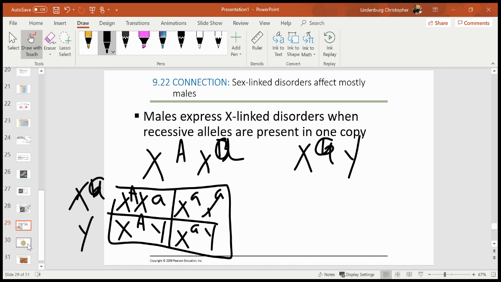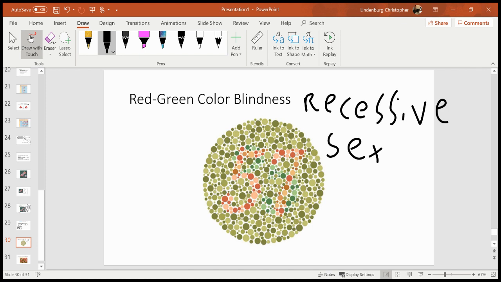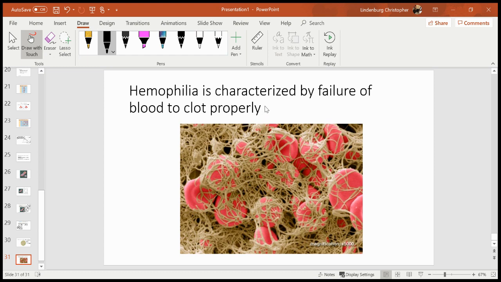So IB wants you to memorize two conditions that are controlled by sex-linked inheritance. Red-green color blindness is recessive and sex-linked. Hemophilia is another one. It is also recessive and sex-linked. So hemophilia is where your blood does not clot properly. Instead of clotting, you just keep bleeding.